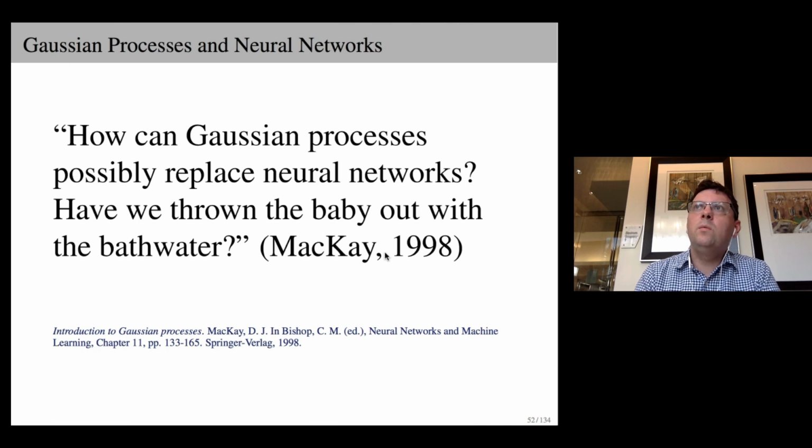And what he meant was that when neural nets were being developed, they were envisaged as becoming intelligent agents that could discover interesting hidden representations in data. And while Gaussian processes had all of these nice statistical properties, they were also basically just smoothing devices. In which case, are we throwing the baby out with the bathwater and treating GPs as replacements for neural nets?